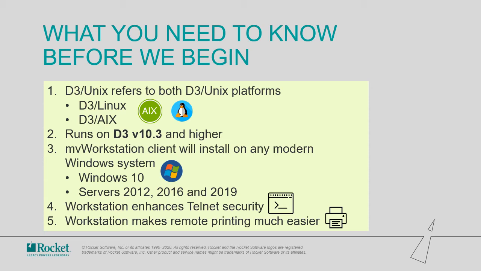The workstation allows users in a firewall-protected local or home office to telnet to a remote instance of D3 without a VPN and without opening telnet ports on the remote D3 server. This is a big security win. The workstation also allows a remote D3 server to connect to printers in a local or home office without the need for a VPN or other pricey remote printing options.